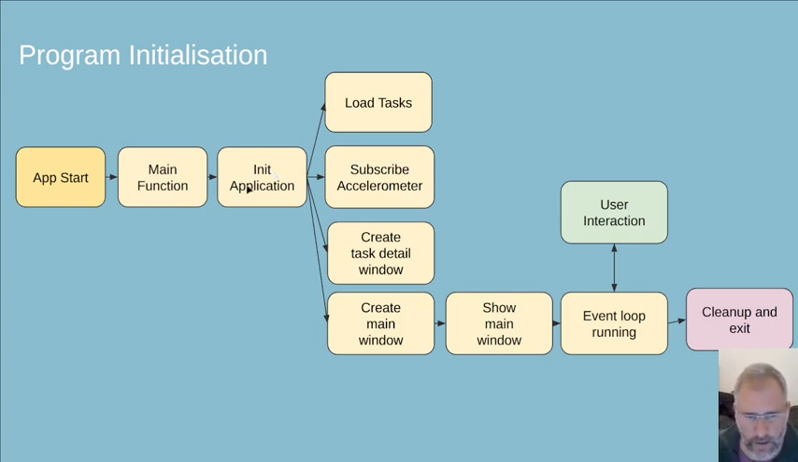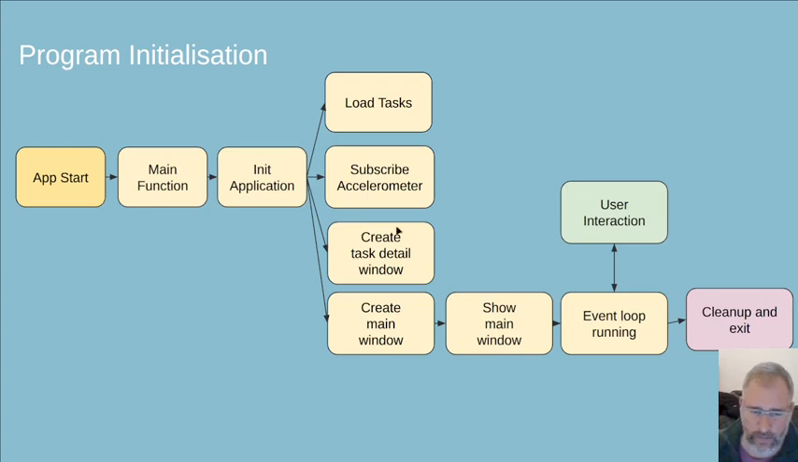Now the initialization, we've got 1, 2, 3, 4 things to do. First, we load the task list, using the load from the persistent storage so that we get the tasks into memory. Then we subscribe to the accelerometer, so that when we start tapping, it can start registering those taps. We can't do that until we subscribe to the accelerometer.